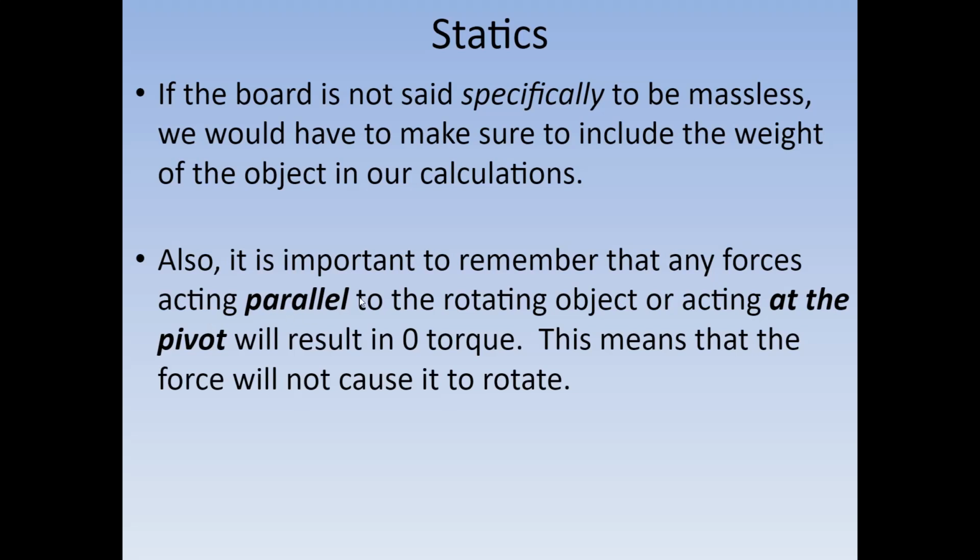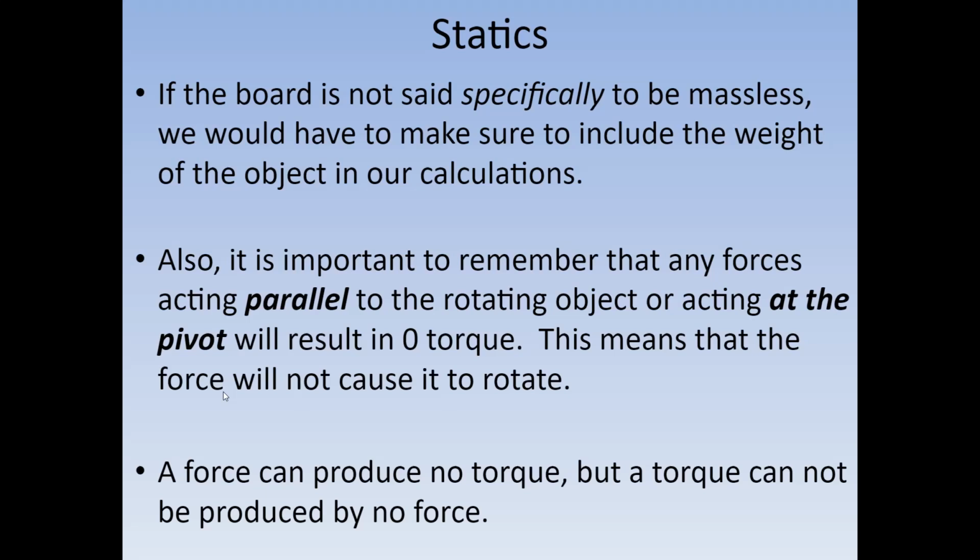Another thing to keep in mind is that based off that equation, the torque equation, which is F r sine theta, we know that we get our maximum torque at 90 degrees, but it also means that if we apply a force in the parallel direction, or we apply the force at the pivot, we end up getting zero torque, right? It means that even though we're applying a force, it's not going to be a force that causes the object to rotate.